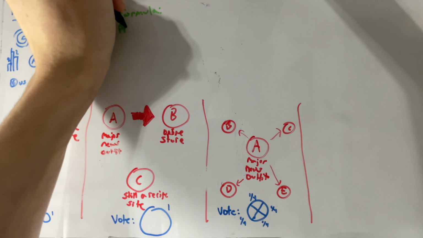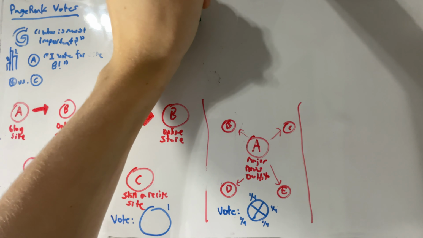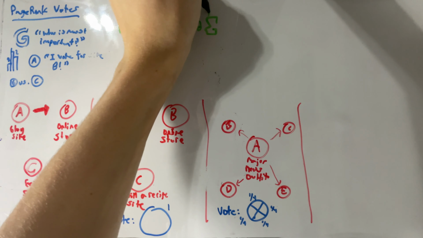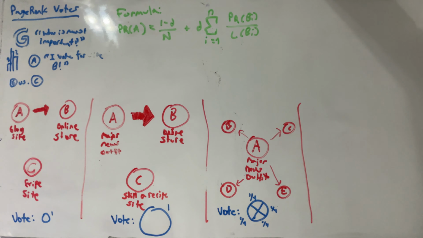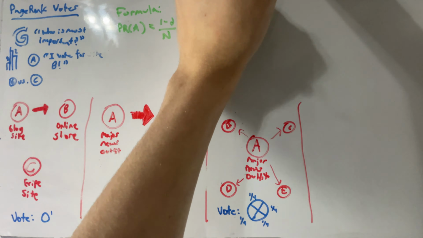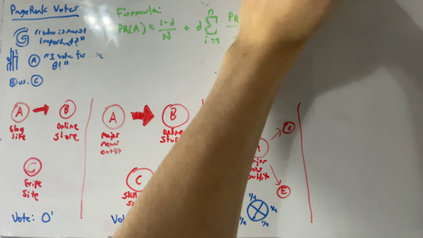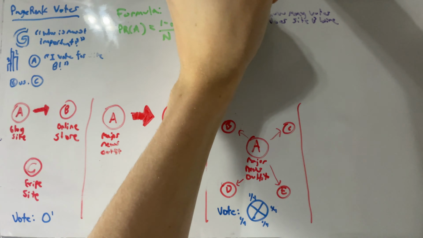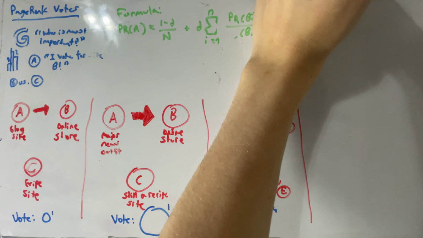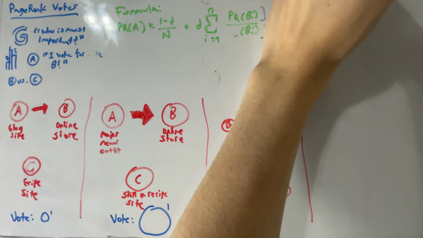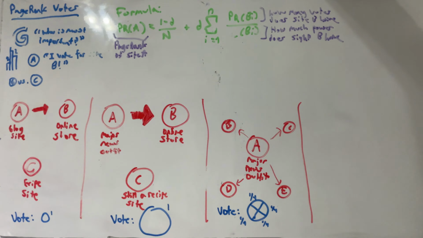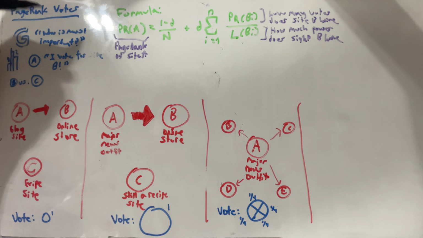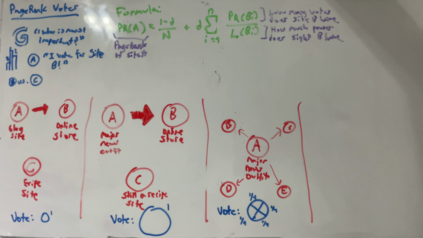Now, let's bring the math into this. The formula looks like as shown on the screen. Hold up, don't start panicking. It's not as scary as it looks. Here's the breakdown. PR(A) is the PageRank of A. The big equation part is about how page A's rank is determined by the votes it gets from other pages. The term PR(Bi) over L(Bi) is saying how important is page B and how many links does it have. That matters because if page B has many links, its vote is less powerful.